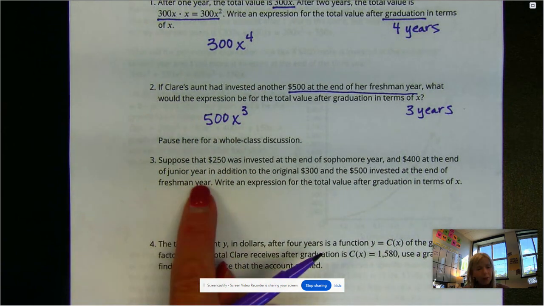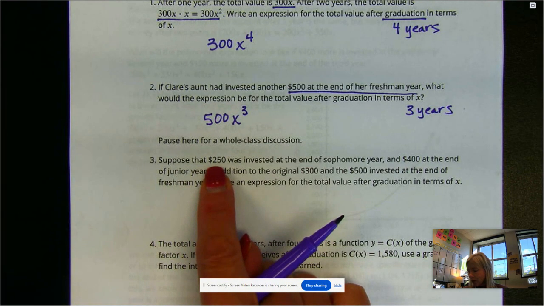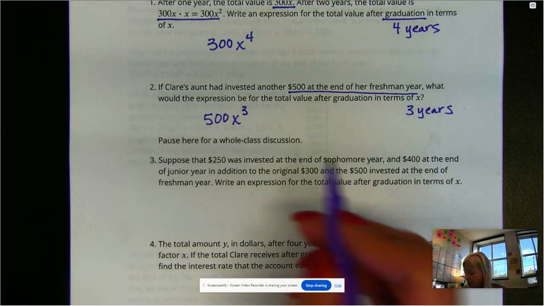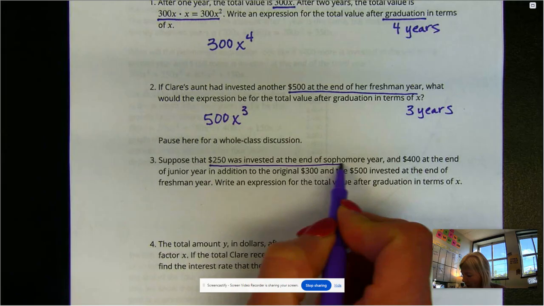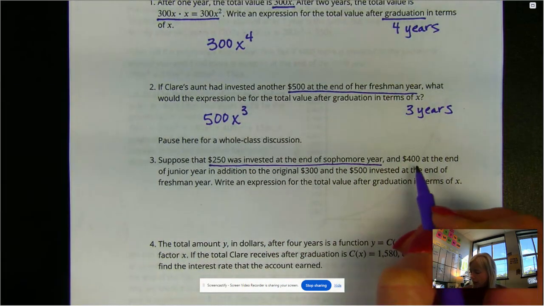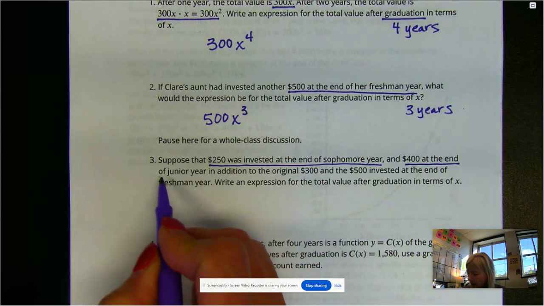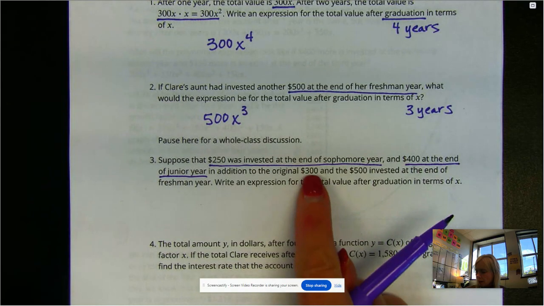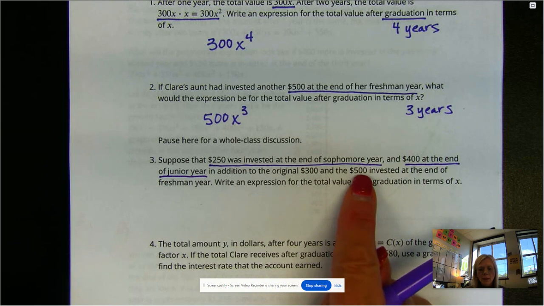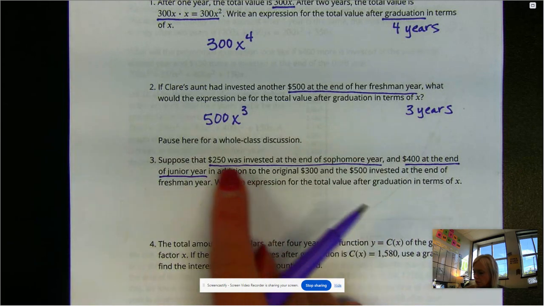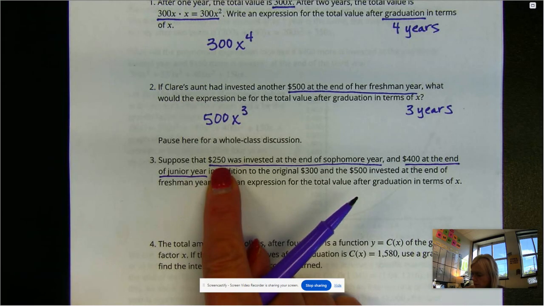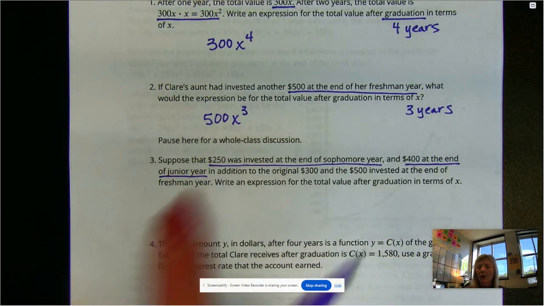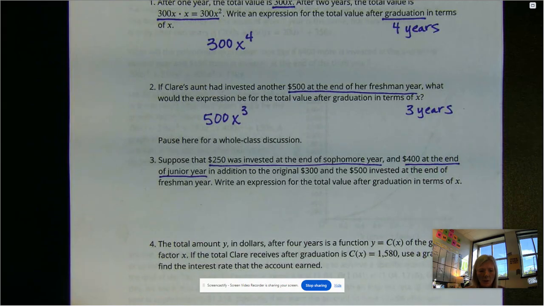All right. Well, Claire's aunt sure is generous. So now, suppose that $250 was invested at the end of her sophomore year, and then $400 at the end of her junior year. And that's in addition to what was already invested at her high school graduation and at the end of her freshman year. So this $250 is going to earn interest for all of her junior year and all of her senior year.